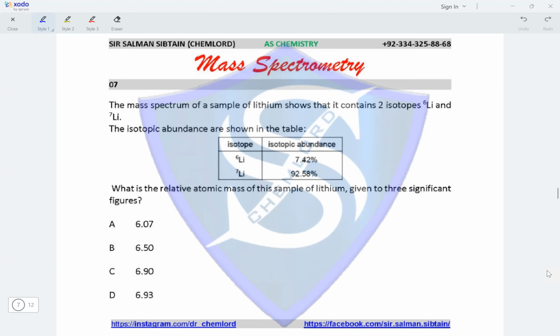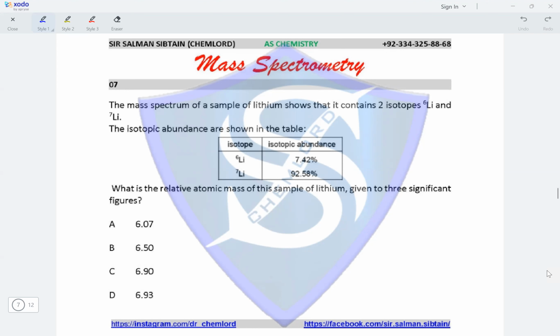Question 7. The mass spectrum of a sample of lithium shows that it contains two isotopes, Li-6 and Li-7. The isotopic abundances are shown in the table. What is the relative atomic mass of this sample of lithium, given to 3 significant figures?